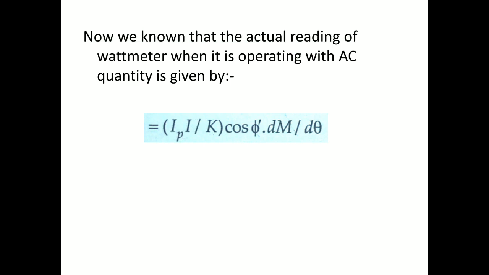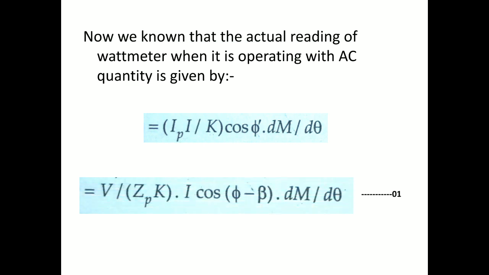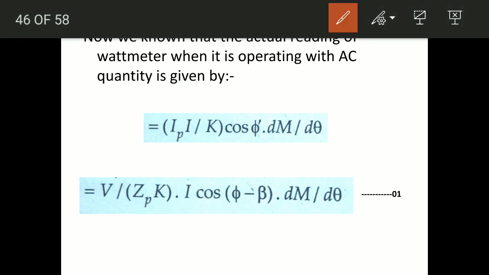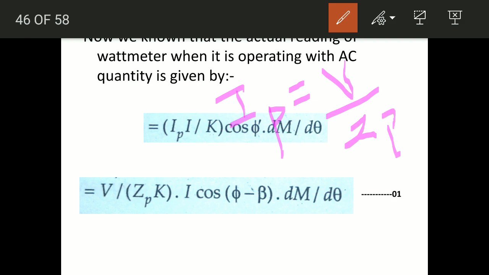So if you apply that concept, we can write this equation as V divided by Zp into K multiplied by I into cos of phi minus beta into dm by d theta. Now in this equation, what we have done, we replace this IP by applying the principle of Ohm's law, that is voltage across the pressure coil divided by the total impedance of the pressure coil path. So it is V by Zp. Second thing is that we know the relationship between phi dash, phi and beta. So phi dash is phi minus beta. So we have replaced this phi dash by phi minus beta. That's why we got this equation, that is equation number 1.